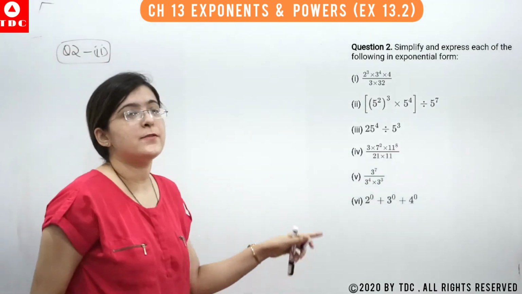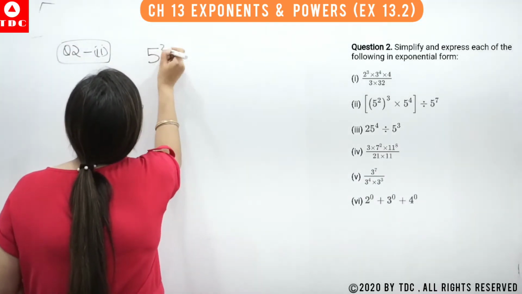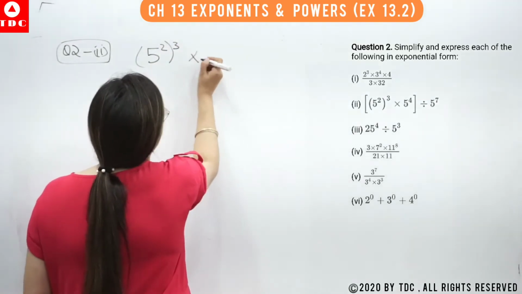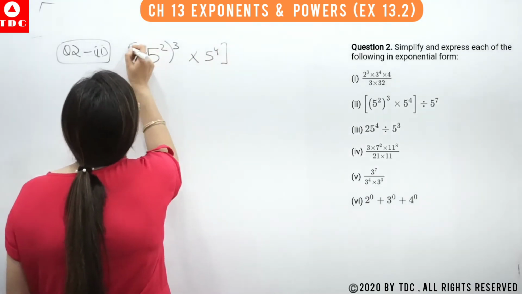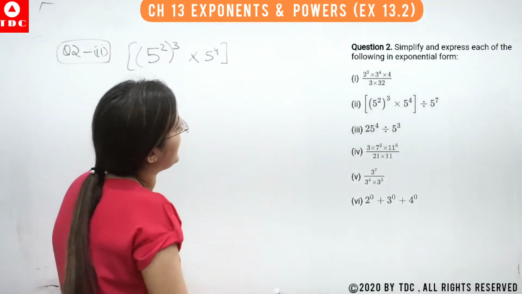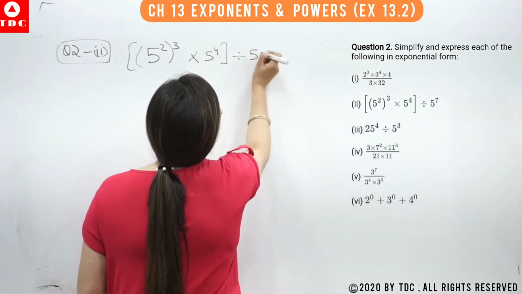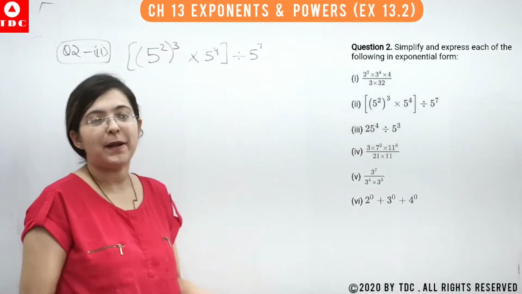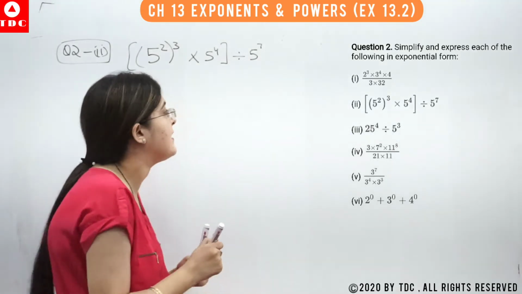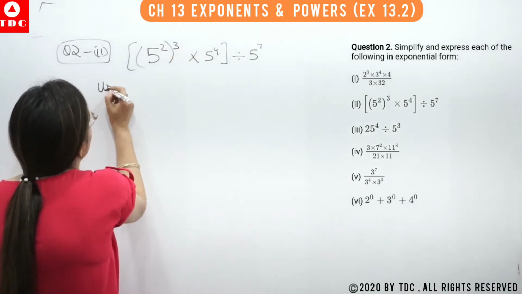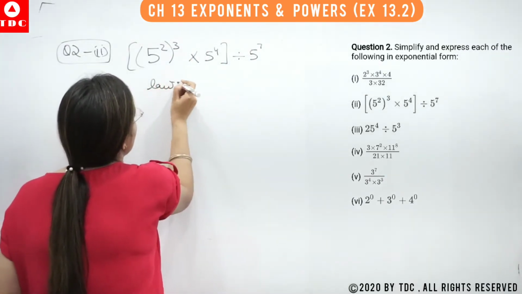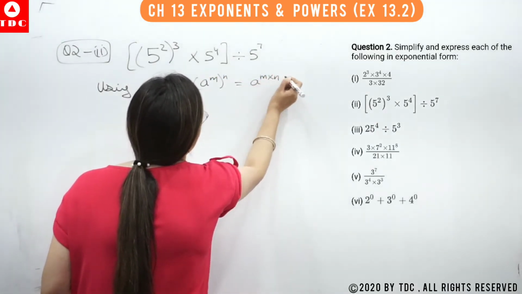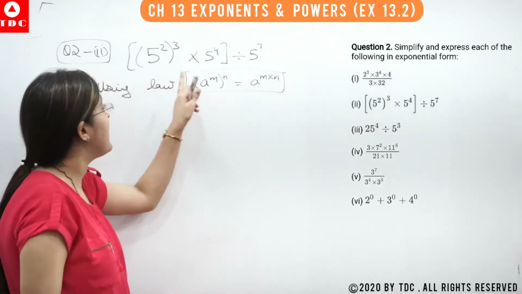The second part is 5 to the power 2, all to the power 3. It is multiplied by 5 to the power 4. Then this whole term is divided by 5 to the power 7. This is the question. Okay, here all the bases are prime numbers, so we need not do anything. So here what will be the first law that we will use? Using the law a to the power m, all to the power n, will be a to the power m into n. This is the law that we can apply here.